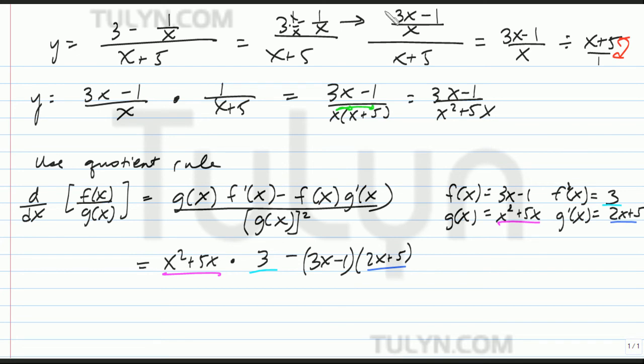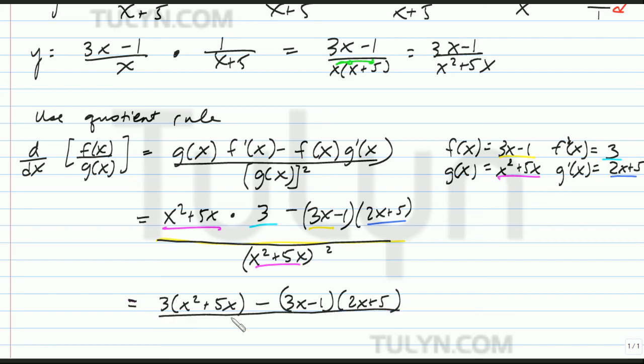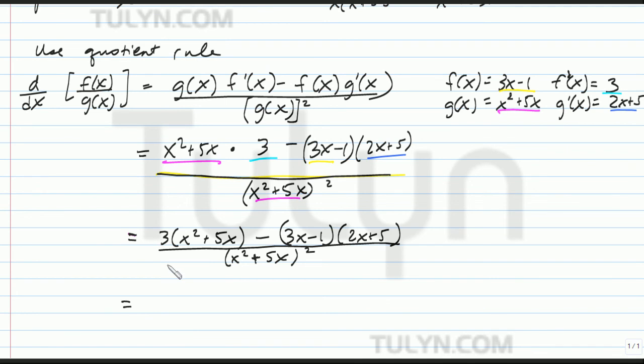and that's all over g of x squared, (x squared plus 5x) squared. So then it's 3 times (x squared plus 5x) minus (3x minus 1) times (2x plus 5), all over (x squared plus 5x) squared. So go ahead and use the distributive property.